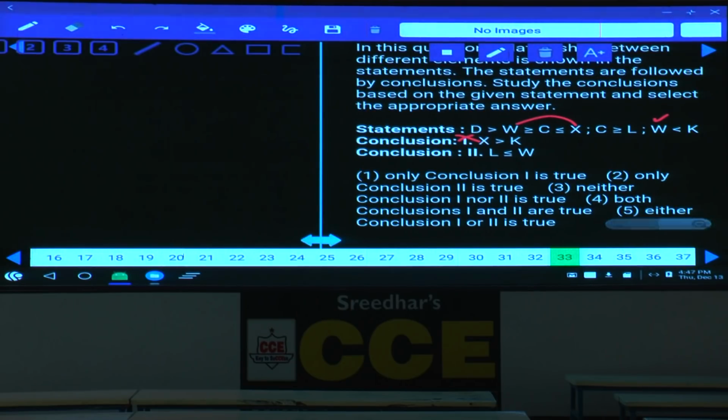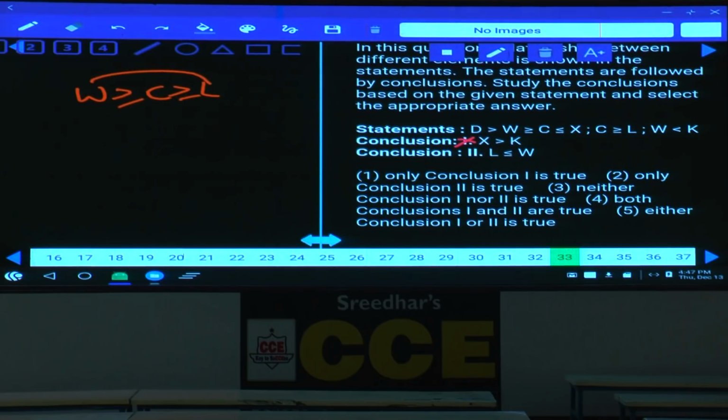Then coming to choice 2, L lesser than or equals to W. Now in this, W is here, W greater than or equals to C, C greater than or equals to L. W greater than or equals to C greater than or equals to L. Now between W and L, W greater than or equals to L is true.